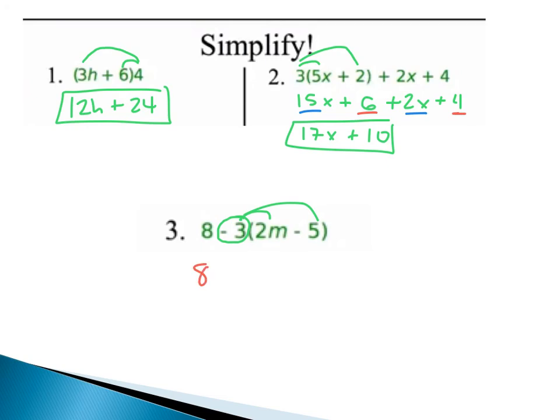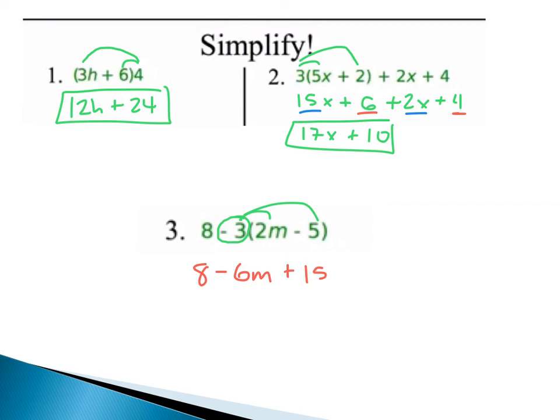I'm going to get 8. And then here I have negative 3 times 2m. So when I multiply these, I'm just going to multiply the numbers. Negative 3 times 2, that's going to give me negative 6m. Then I have negative 3 times negative 5. So that's going to give me positive 15, because a negative times a negative, same sign, always means they're positive. So what ended up happening here? Well, this was positive and now it's negative. And this was negative, now it's positive. So it ends up flipping the sign. If you didn't pay attention to the 3, you would actually get an incorrect answer.